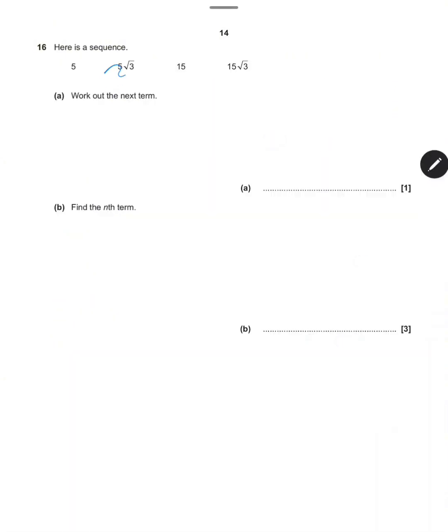Question 16, and we've got a sequence. And we're asked to work out the next term. So always just have a look at what's happening between terms of your sequence. We'll either be adding, subtracting, or multiplying usually. How do we get to 5 root 3 from 5? The only way to get that is to times root 3.